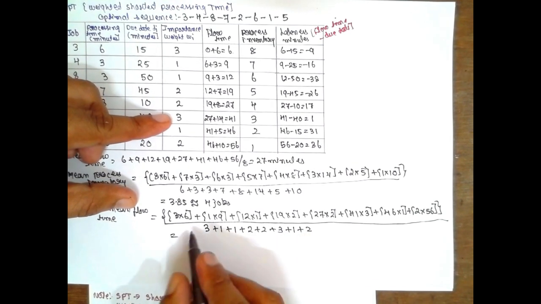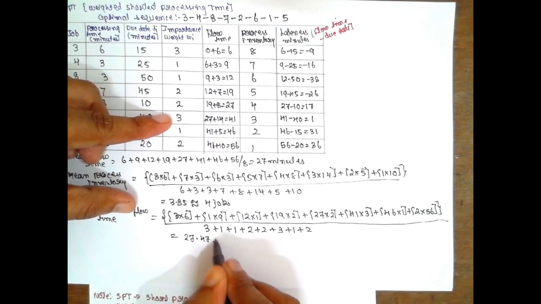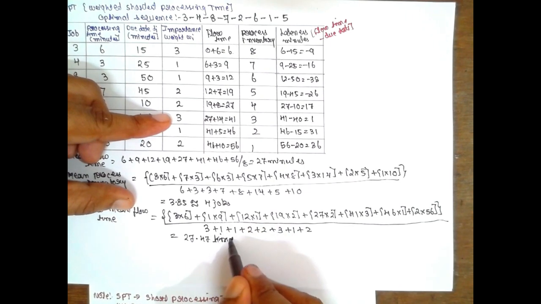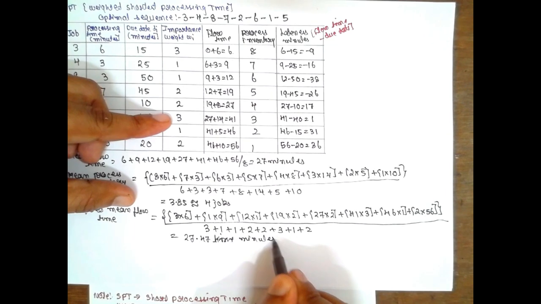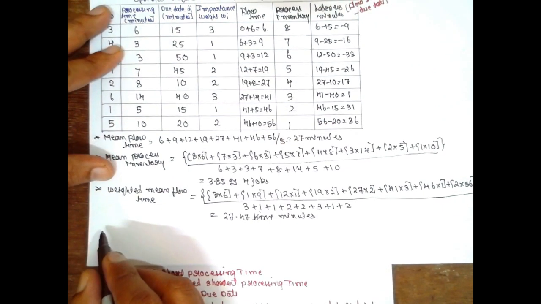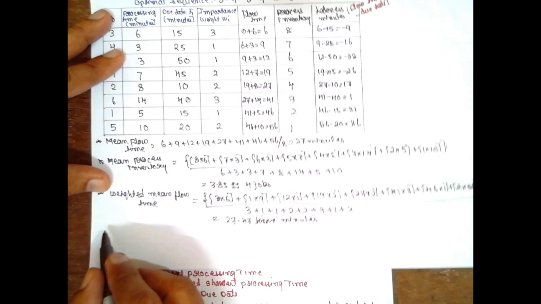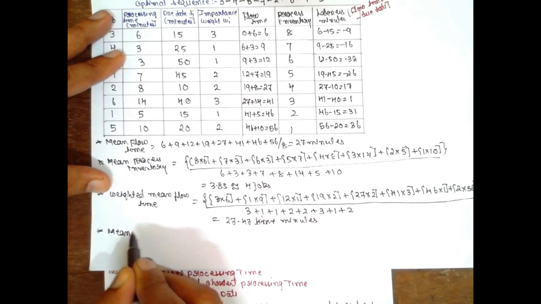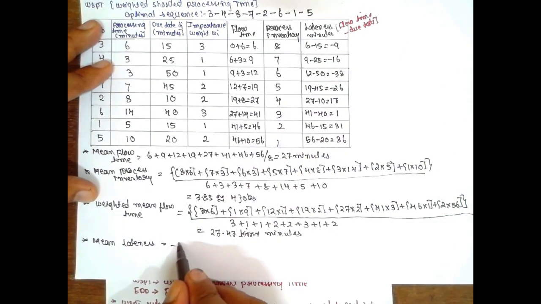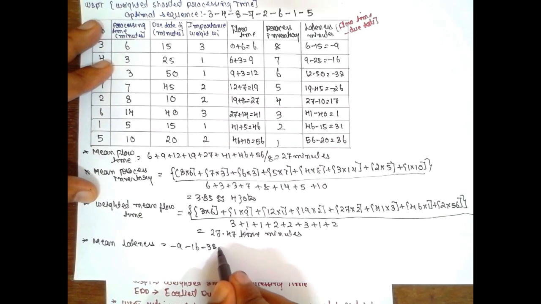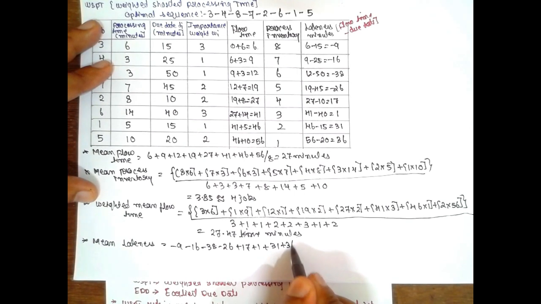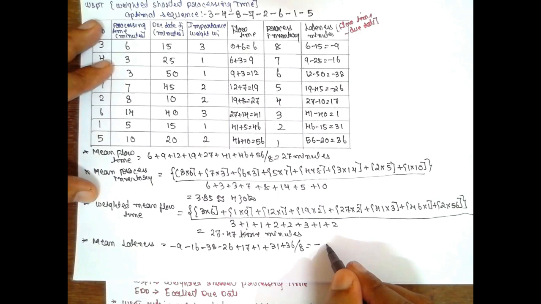If you calculate, 27.47 minutes. After completion of this one, you have to find out the mean lateness. Mean lateness: minus 9, minus 16, minus 38, minus 26, plus 17, plus 1, plus 31, plus 36, divided by 8. Answer is minus 0.5 minute.